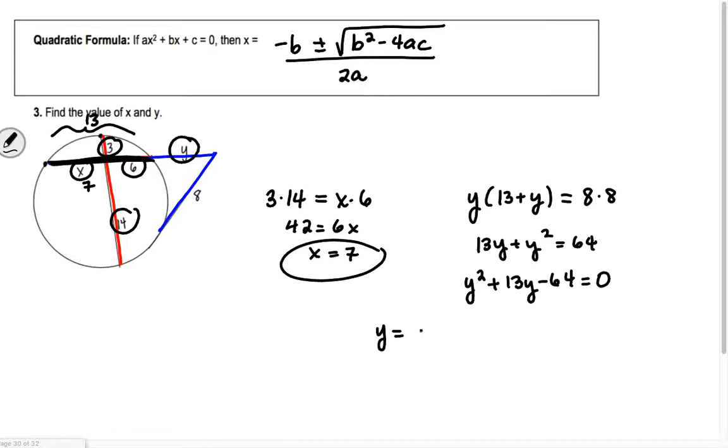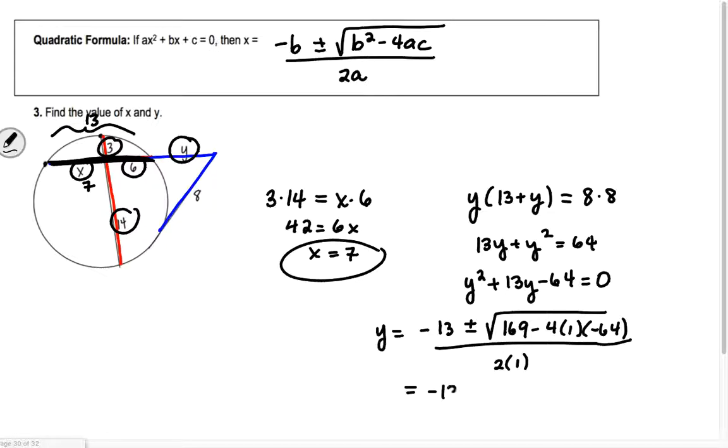So I get y equals negative b, so negative 13, plus or minus the square root of b squared. So what's 13 squared? Minus 4 times 1 times 64 all over 2 times 1. Uh-oh, this one may not work. Oh, negative 64, isn't it? Dang, I forgot my negative. Okay, so I have 169 minus 4 times 1 times negative 64. So all inside there, I get the square root of 425.